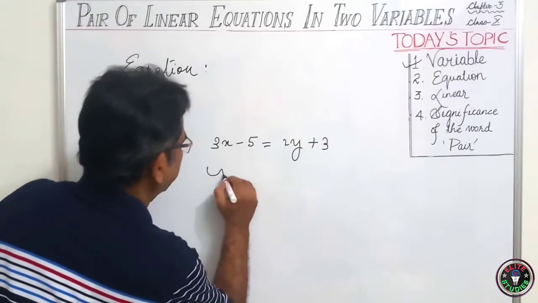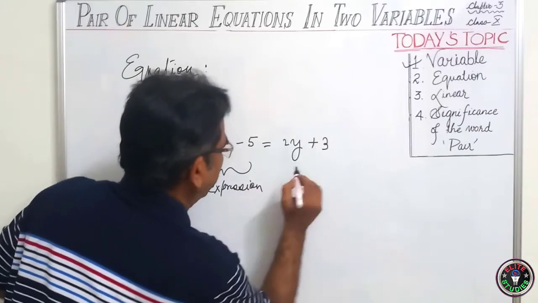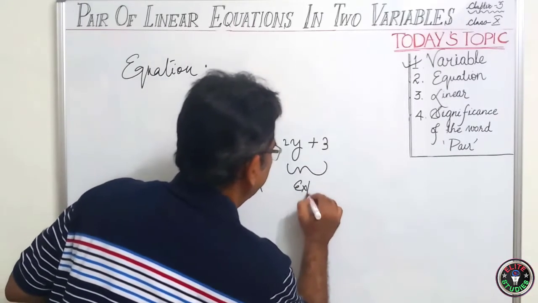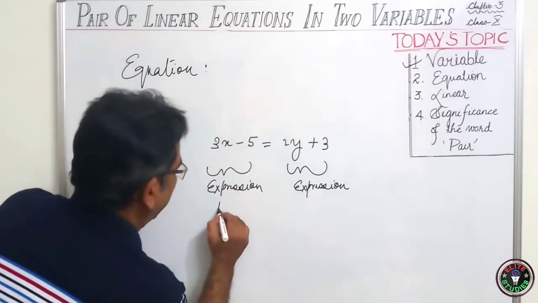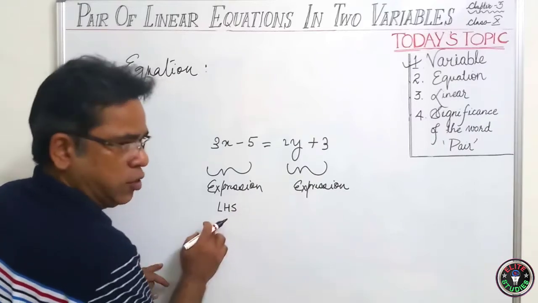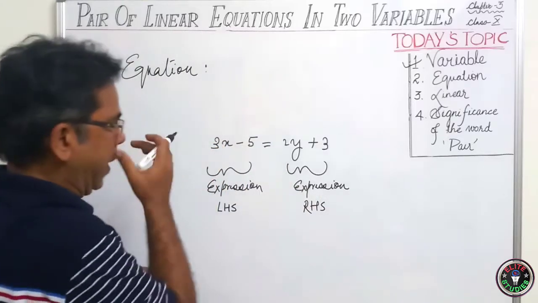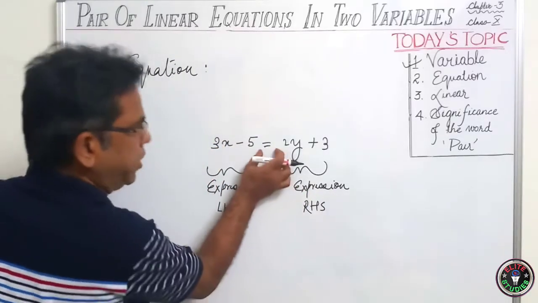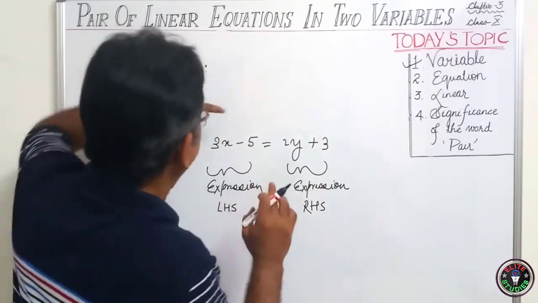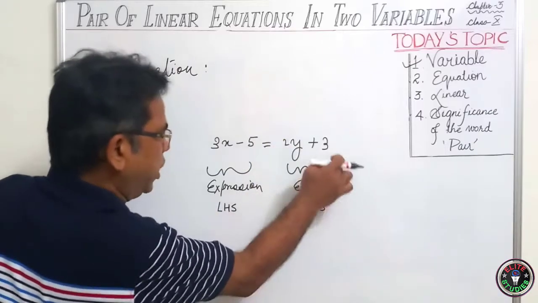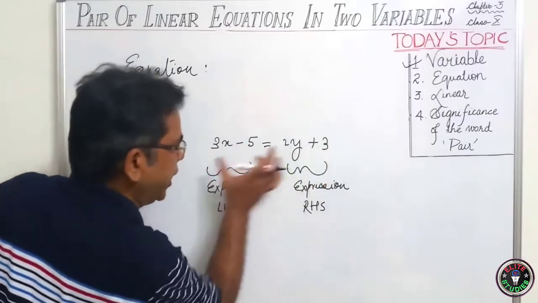And this is an expression. This is another expression. This is called the left hand side, in short known as LHS, and this is the right hand side, RHS. So these two expressions are connected by a sign known as equal to. This is called is equal to or just equals. So an equation is nothing but a mathematical statement consisting of an equal to sign between two expressions.